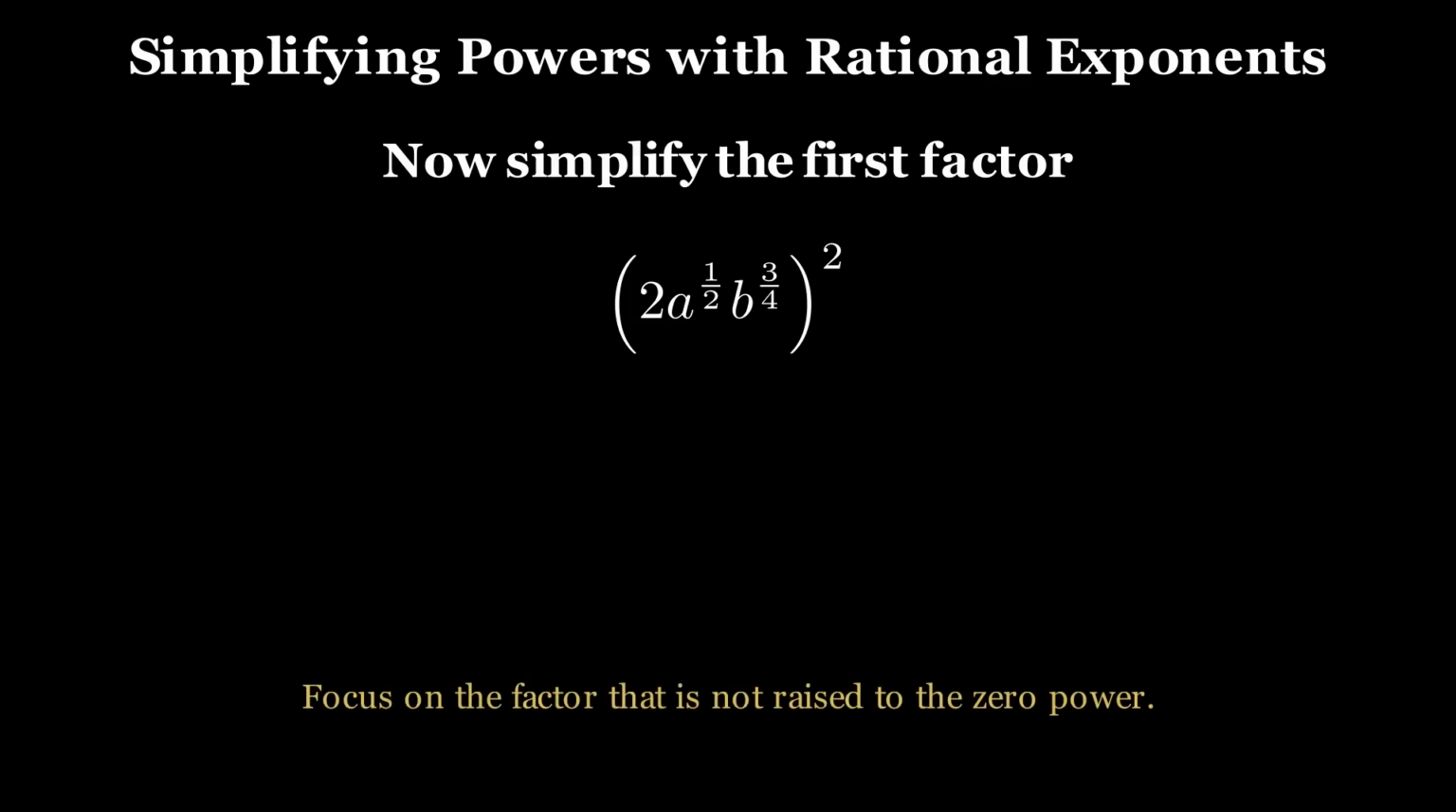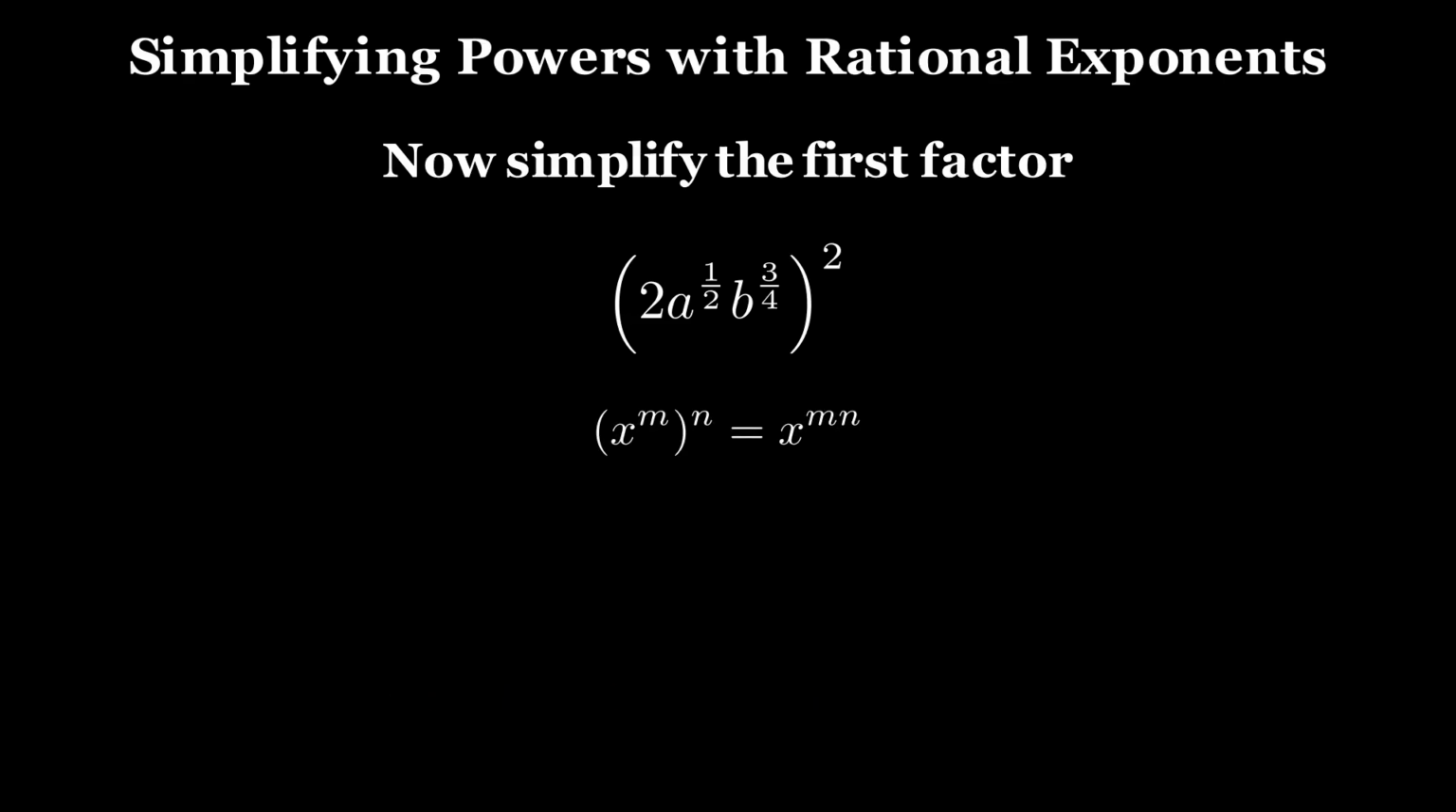Now we can focus on the first factor. The zero power factor became 1, so it no longer changes the expression. The main rule is the power of a power. When a power is raised to another power, multiply the exponent.